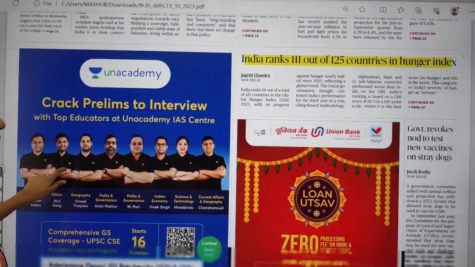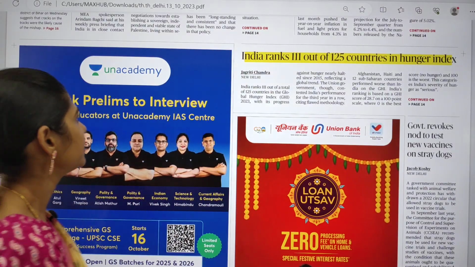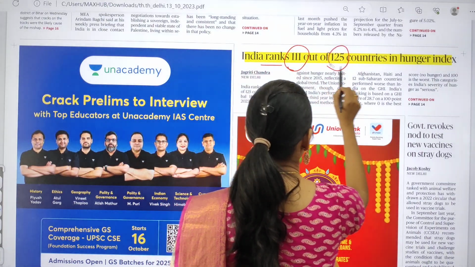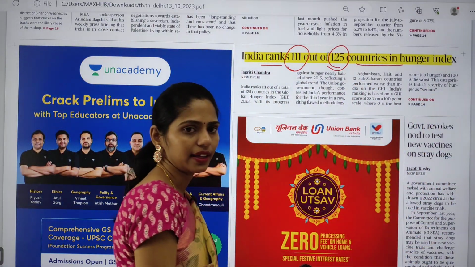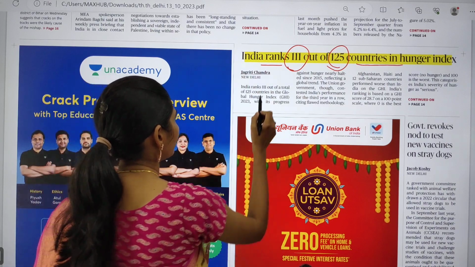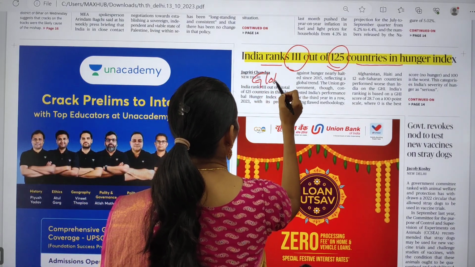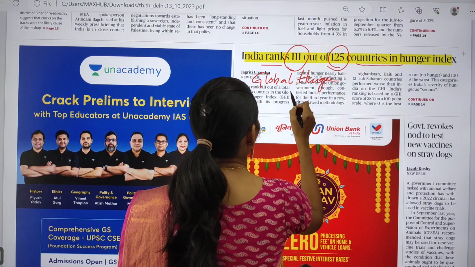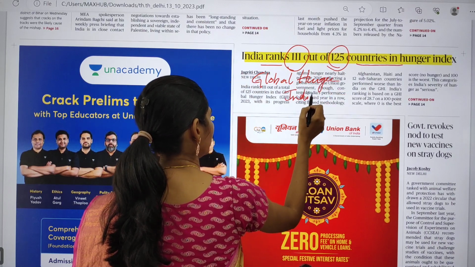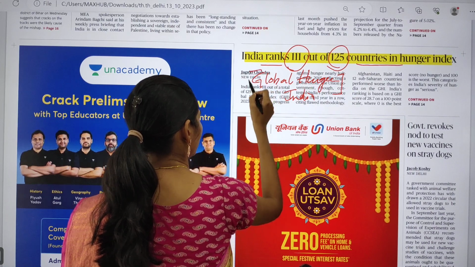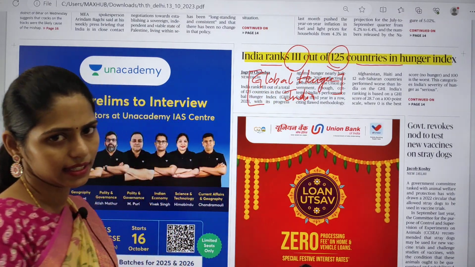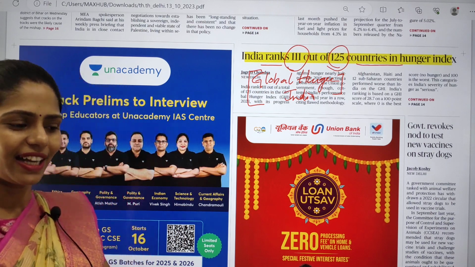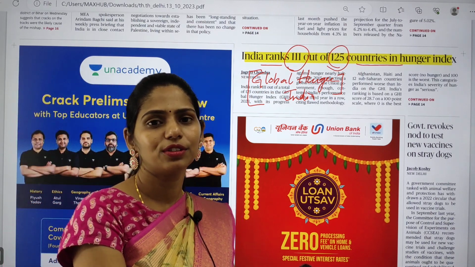And the next important article here is: India ranks 111 out of 125 countries in the Global Hunger Index. Here you have to see what this Global Hunger Index is, and which things are taken into account for calculating this hunger index. India's rank is very bad. Even our neighboring countries are doing better than India.